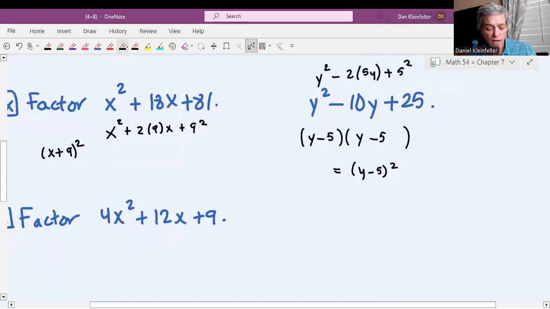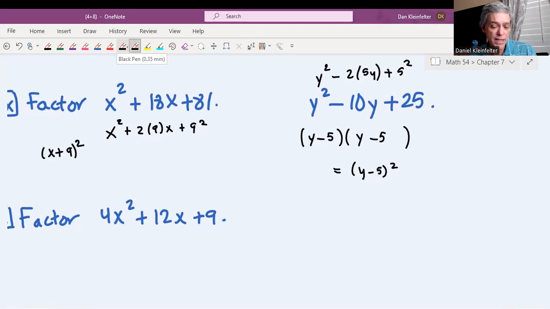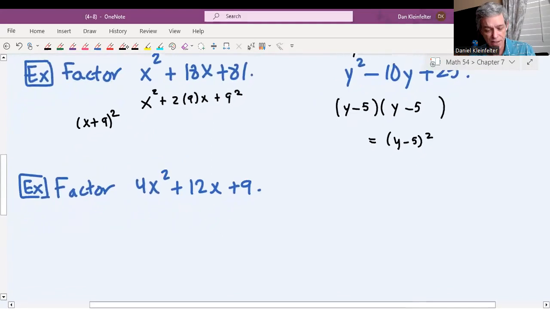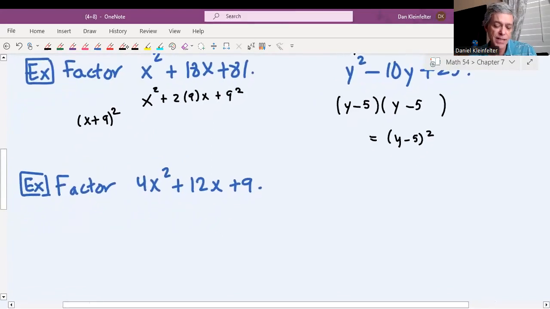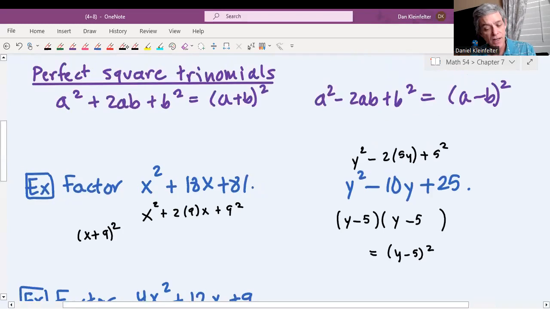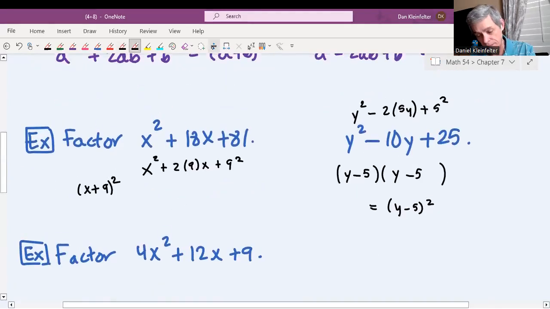All right, so for some of these, especially with the leading coefficient not a 1, it's easier to use the pattern than it is to use methods from the preceding section. So let's try that with this example. Here we have 4x squared plus 12x plus 9. What I'm going to do is rewrite this so that it fits this perfect square trinomial formula pattern. So let's make a little more room here.